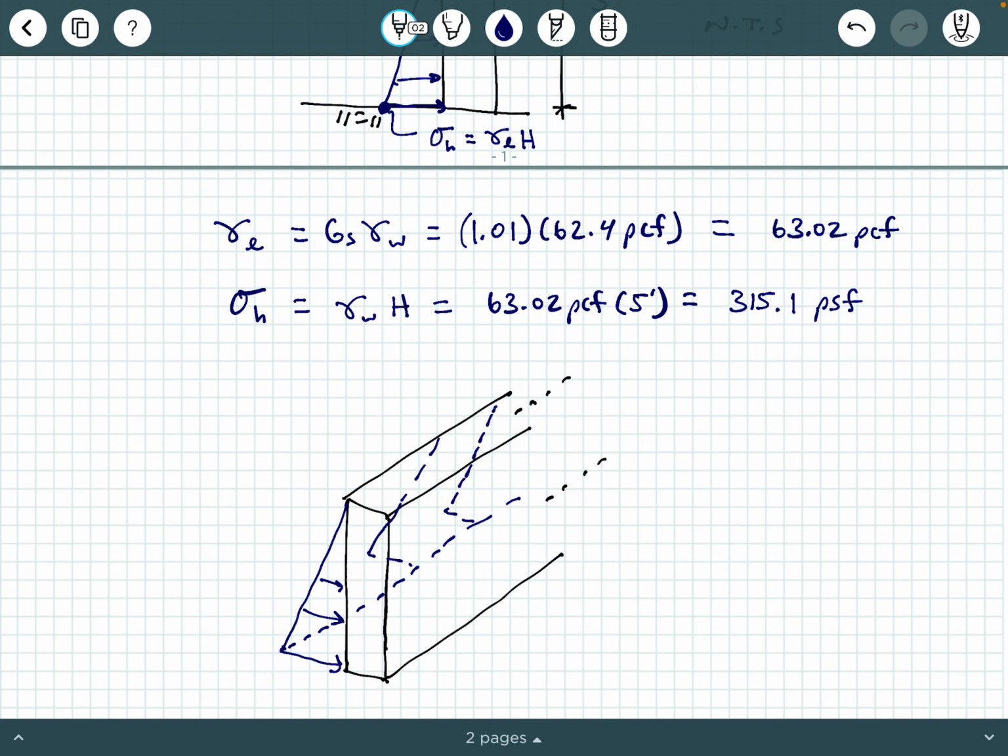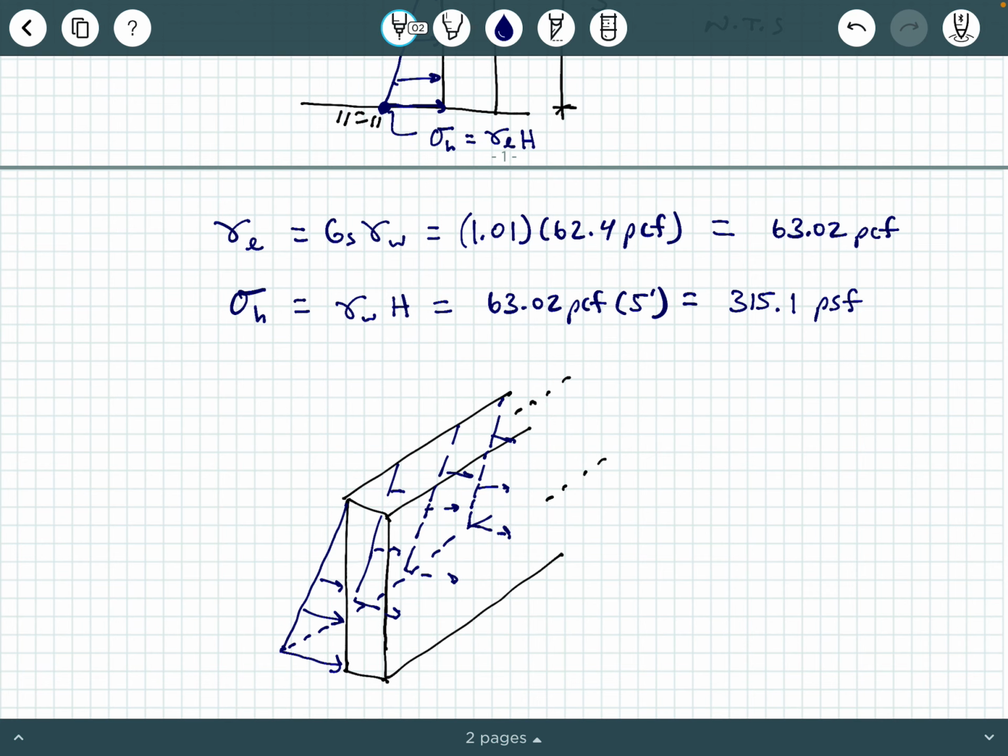Okay, so I'm just kind of sketching this here. And, oh, that's not a very good sketch. Let me try that again. Here we go. So you have this kind of stress distribution all on the back side of this wall. Forgive me, I'm no artist. I've never claimed to be a very good artist.